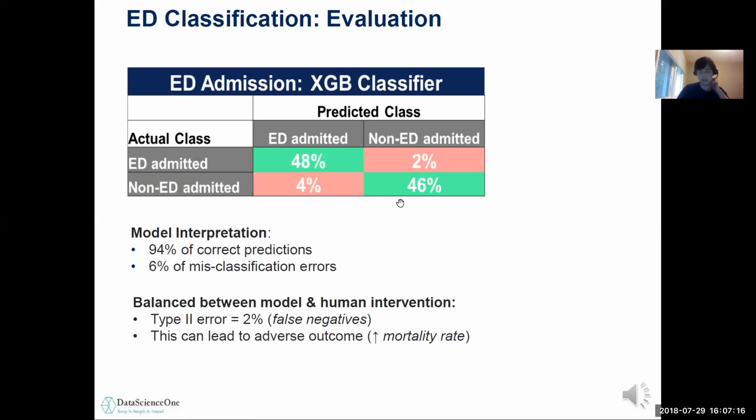The take-home message here is that a balance between the machine learning model and human intervention is required, especially to monitor the 2% error rate of false negatives, because in a clinical scenario, if you miss these patients, this can lead to adverse outcomes. In the worst scenario, it could increase the mortality rate in the emergency department unit.